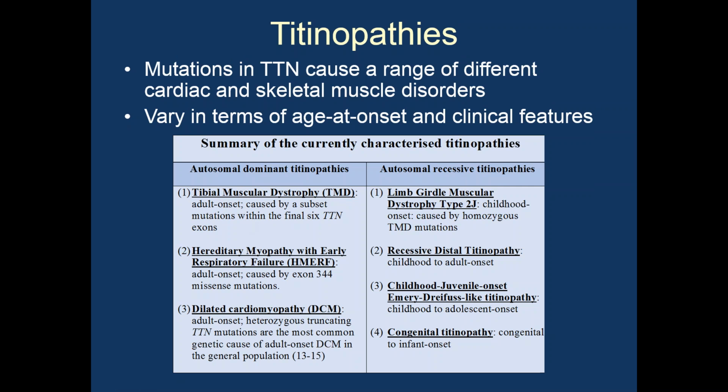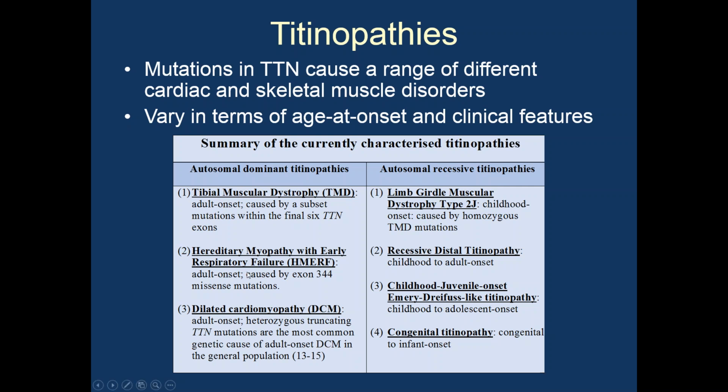And this is generally caused by a subset of mutations within the final 6 titin exons, so the M-band exons. And these were identified when sequencing of just that M-band was possible. And that has quite a different presentation to the other titinopathies for reasons that we don't particularly understand. And the limb-girdle recessive condition that you can see on the other side of that table is a particular condition that's caused by inheritance of 2 tibial muscular dystrophy mutations. So in consanguineous families, we see that coming up a couple of times in the literature.